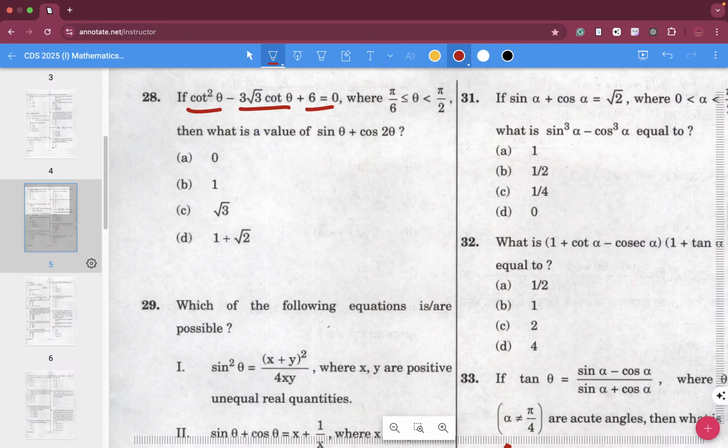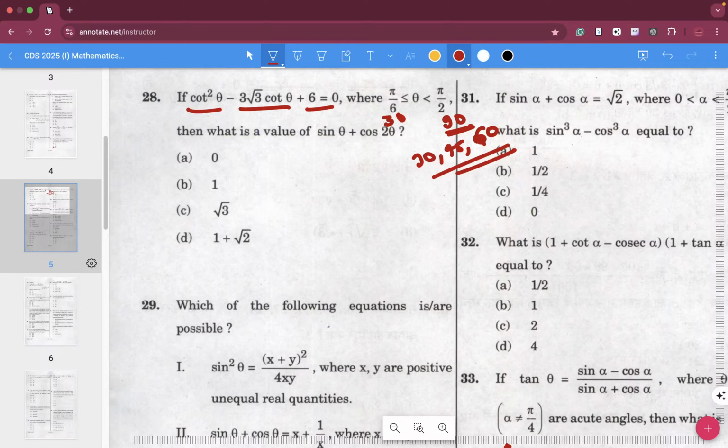Pi by 6 is how much? 30. Pi by 2 is how much? 90. Okay, but theta does not belong to 90, so it can be 30, 45 or 60, right? 30, 45 or 60, these are the only values it can take, right?